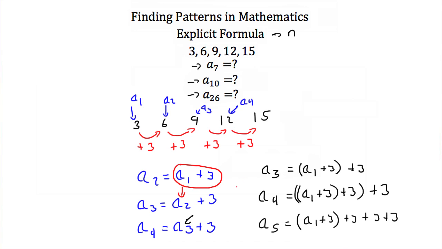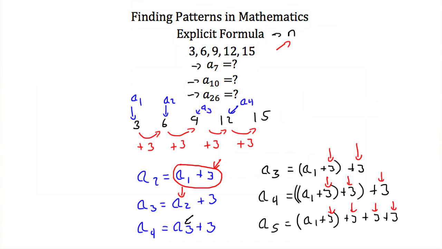So when I was looking for A2, I added 3 one time. When I was looking for A3, I added 3 two times. A4, I end up adding 3 to A1 3 times. When I was looking for A5, I took my first term and I added 3 4 times. This number of times that we're adding 3 is going to give us our n value.